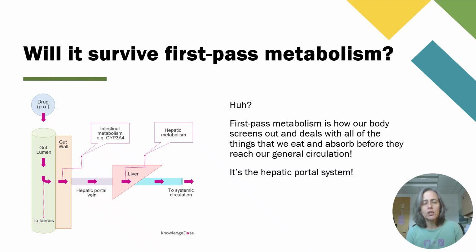The next question: will it survive digestion? Can it be absorbed? And then the next question is, will it survive something called first pass metabolism? Huh? Yeah, it's the first time you're hearing that. This is how our body screens out and deals with all the things that we eat and absorb before it goes to our brain, goes to our heart, goes to all the other parts of our body.